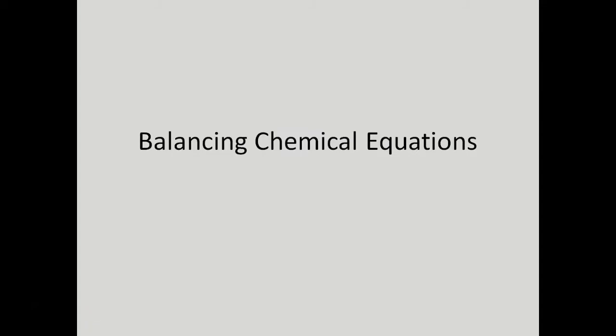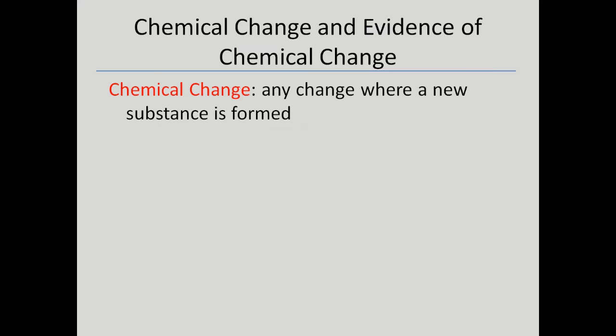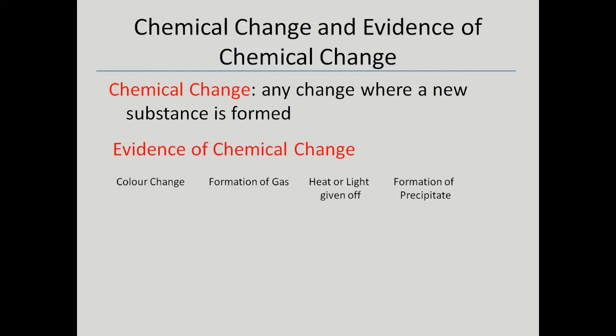So what we're going to do is quickly review balancing chemical equations like you learned last year in grade 10. Just a quick reminder of chemical change. Remember, it's a change where a new substance is formed, whereas a physical change is a change in state or form. And we have our evidence of chemical change, where we can have a color change, formation of a gas, heat or light given off, or a precipitate form.